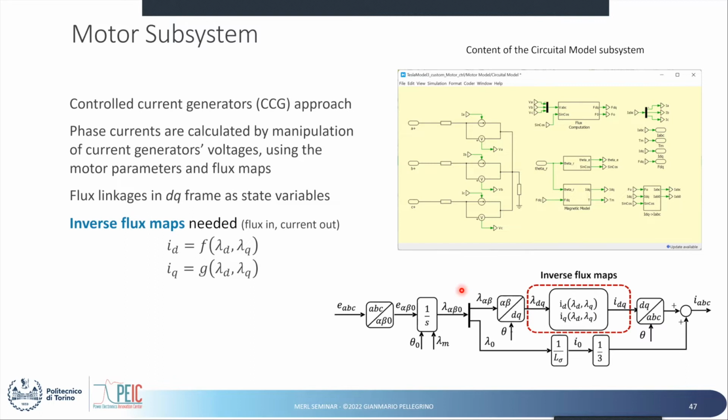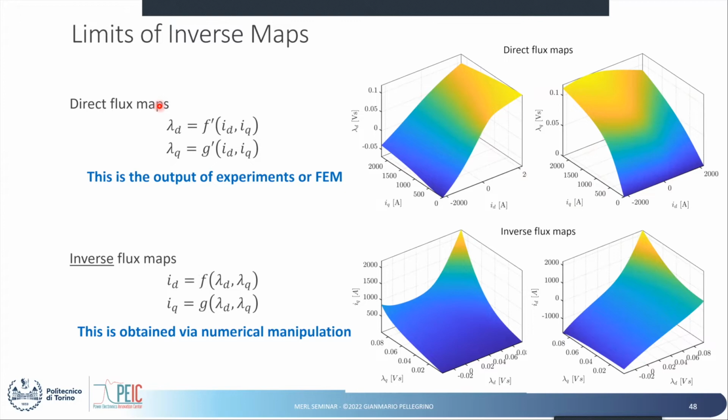So what is important, this is a downside of this approach, is that we don't use the flux map. You see here, it's called the inverse flux map. So it is not flux linkage function of IDIQ, it is a current function of flux linkages. And this is a limitation. So if this is the direct flux map we have seen so far, the one we calculate with finite element or we measure with experiment, we have to invert it mathematically. We cannot measure this, but we need it because the model needs it.